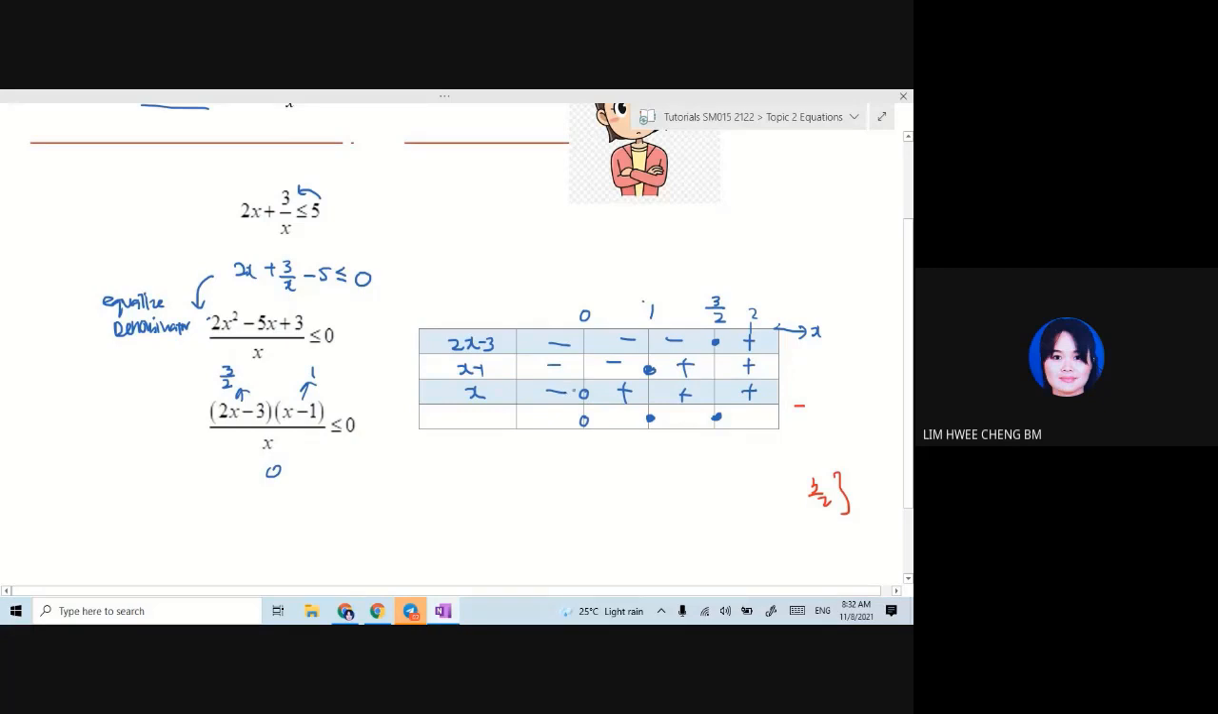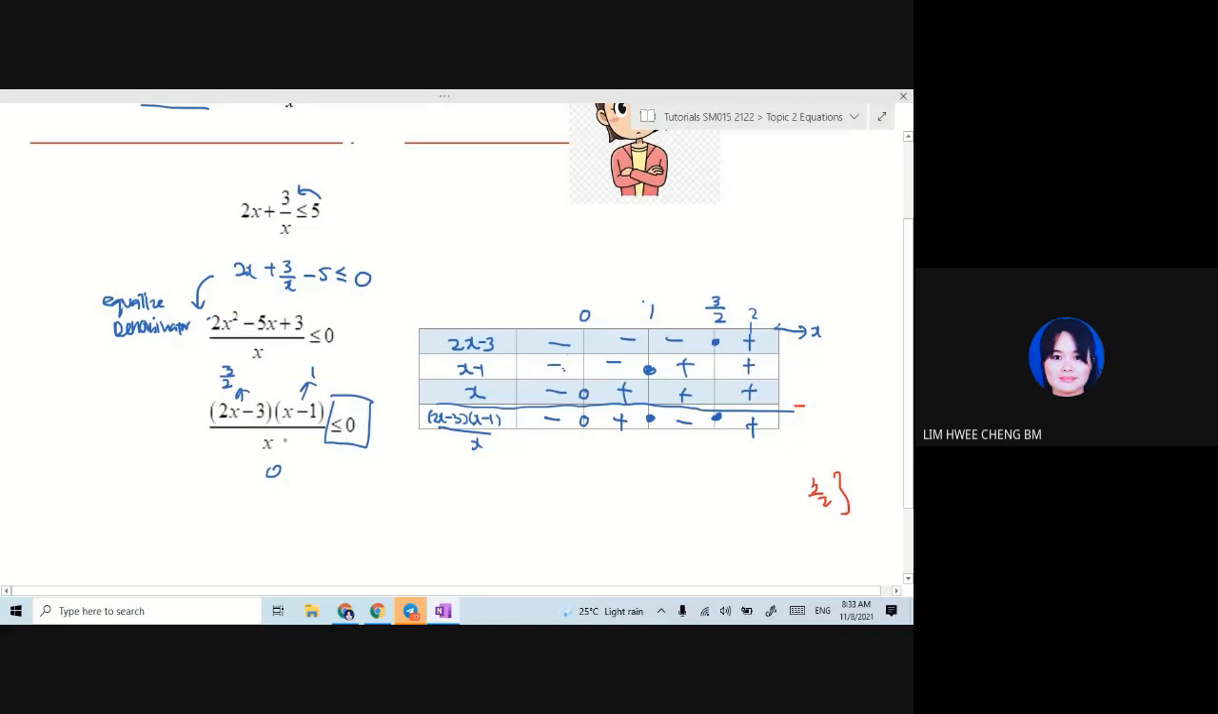Okay, now I ask you, this part you get it or not? How you do your sign table? How you construct your sign table? Boleh? Boleh. So 2x minus 3, x minus 1 over x. Okay, baru you kira. So this is the region actually negative, positive, negative, positive. Okay, boleh? Okay, sekarang which region you want to choose?